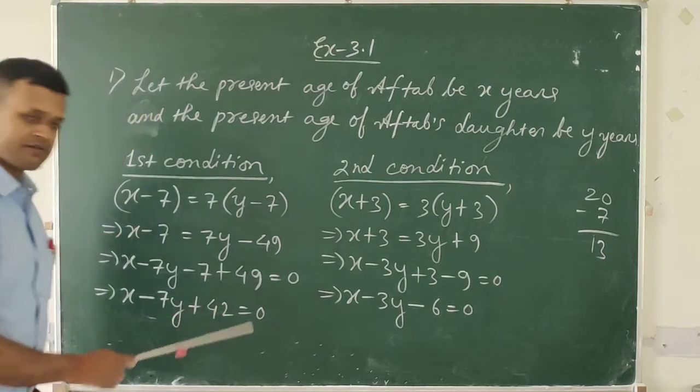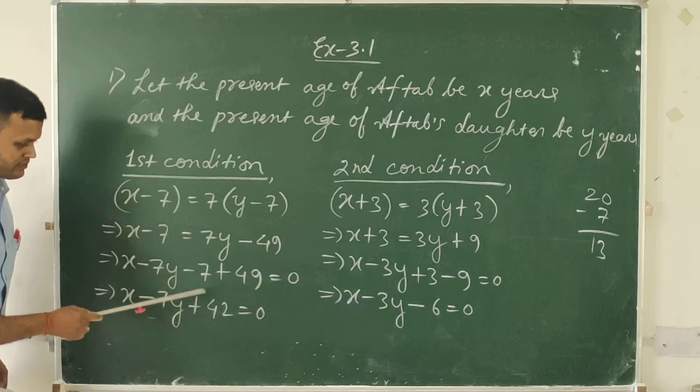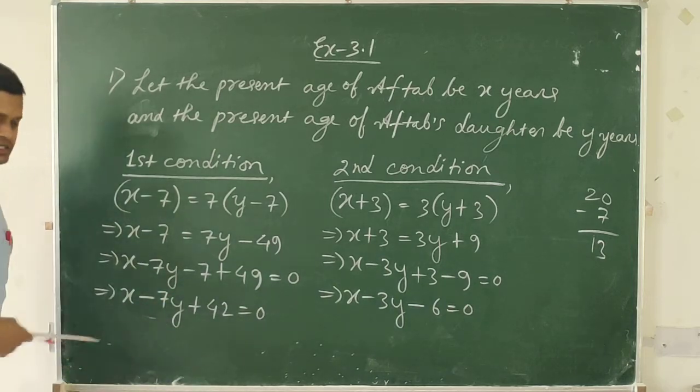So 49 minus 7, students, will become 42. Understood? So this is one equation.